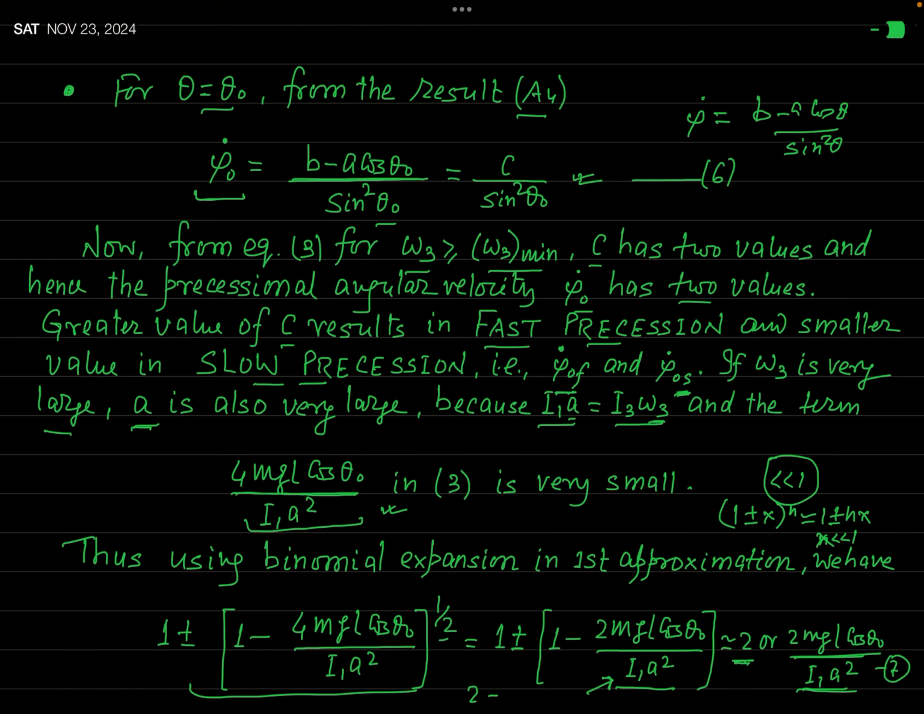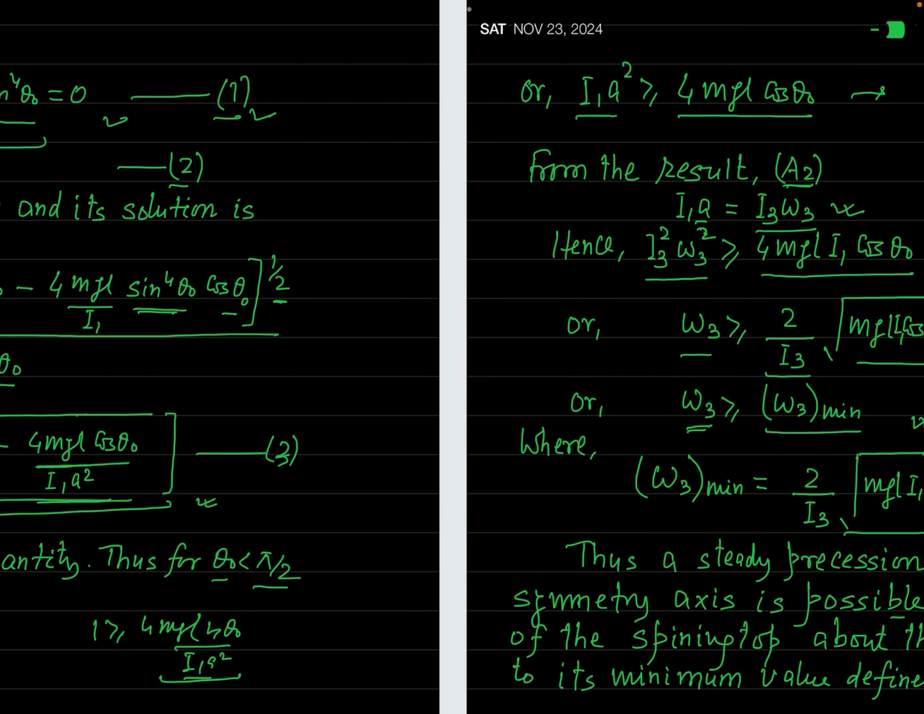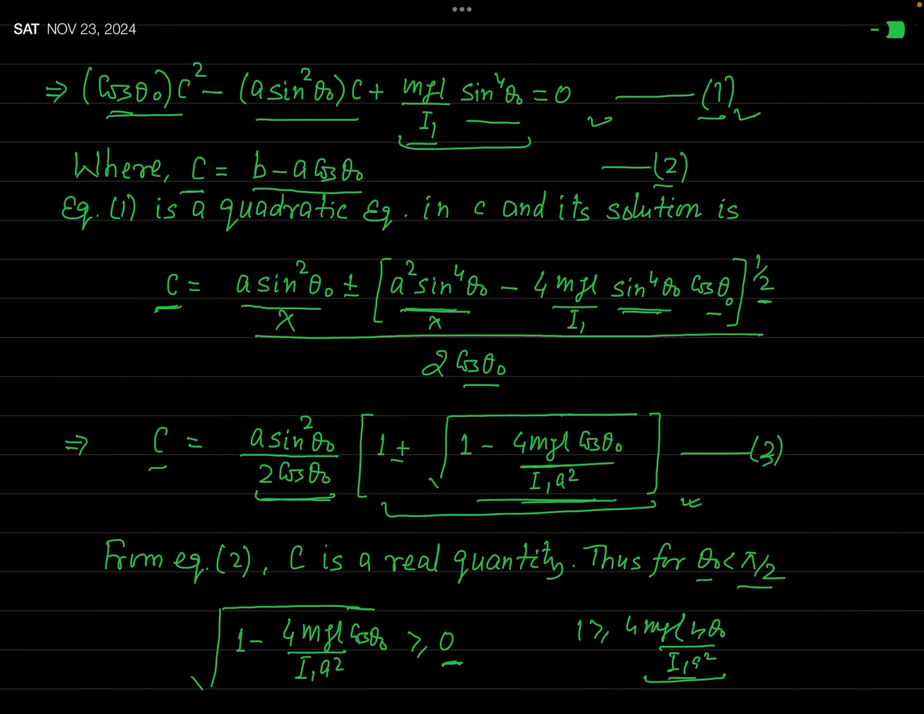So C will now have two values. When we take this expression equal to 2, then we will get the larger value of C. And when we take this expression equal to 2 mgl cos theta naught over I1 a square, then we will get the smaller value of C. Okay. So what will be the values of C we can obtain from here?